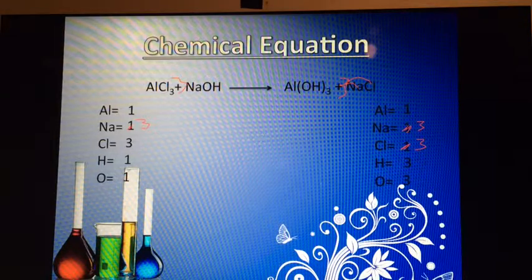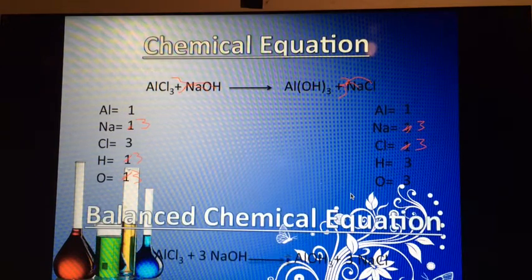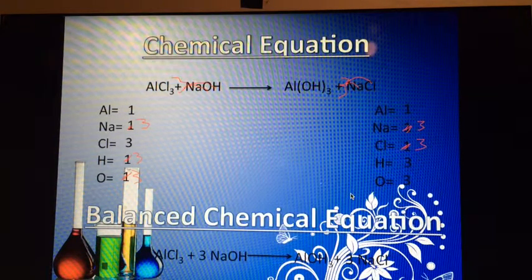So now, 3, but remember, it goes to everything. So it goes to O, and goes to H as well. So this makes H have 3, and O have 3. Now let's look at our table. We have aluminum balanced with 1, Na balanced with 3, chloride balanced with 3, hydrogen balanced with 3, and oxygen balanced with 3. So everything is balanced. So our final balanced chemical equation will be AlCl3 plus a coefficient of 3 NaOH forms Al(OH)3 plus a coefficient of 3 NaCl.